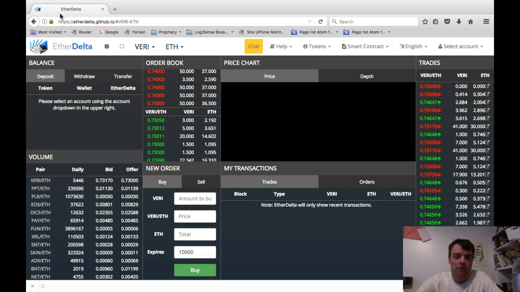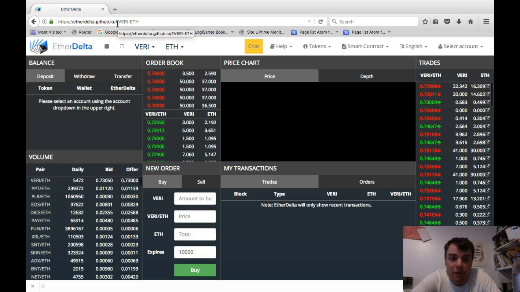So what I'm showing here now is Firefox. I'm on a Mac, so Firefox seems to work. Apparently, it doesn't like Safari. It keeps loading forever. Anyways, EtherDelta is very simple, so you can see the URL up here. Make sure you're at the correct EtherDelta, especially if you're going to trade on it. And so it is EtherDelta.github.io. I'll try and put that link in the description.